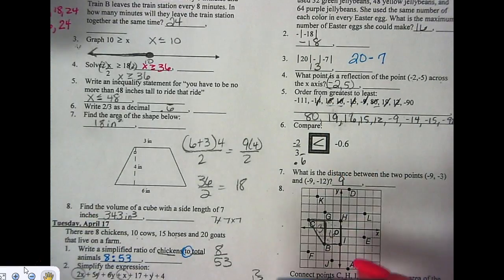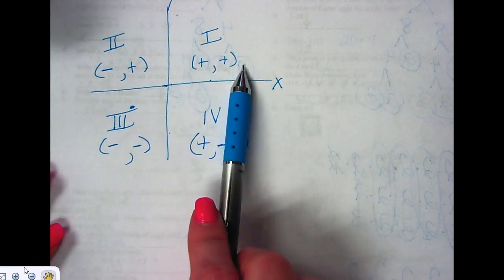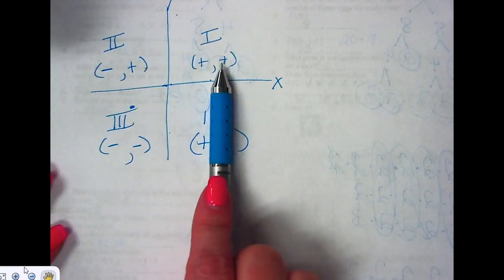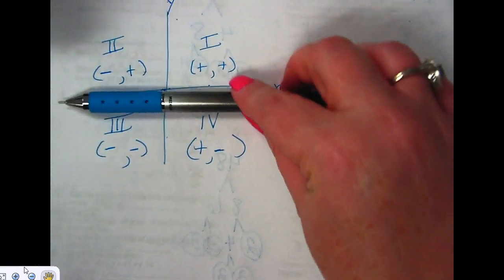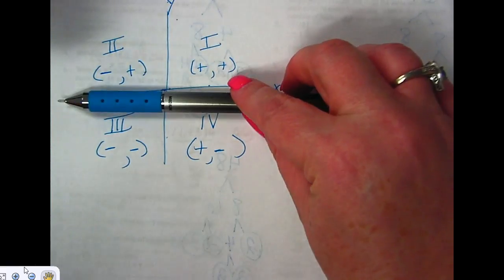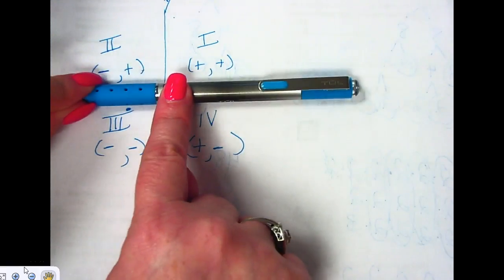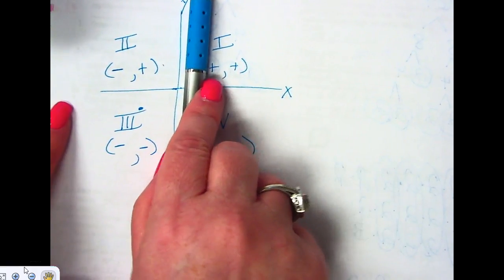I noticed yesterday afternoon some people were struggling with reflections. If I'm going this way to this way, I'm reflecting across what axis? I'm reflecting across the y. So if I jump across the y, it changes the x. If I jump across the x, it changes the y. Does that make sense? If it tells you that you're jumping across the x, it's your y value that changes. If you jump across the y, it's your x value that changes.